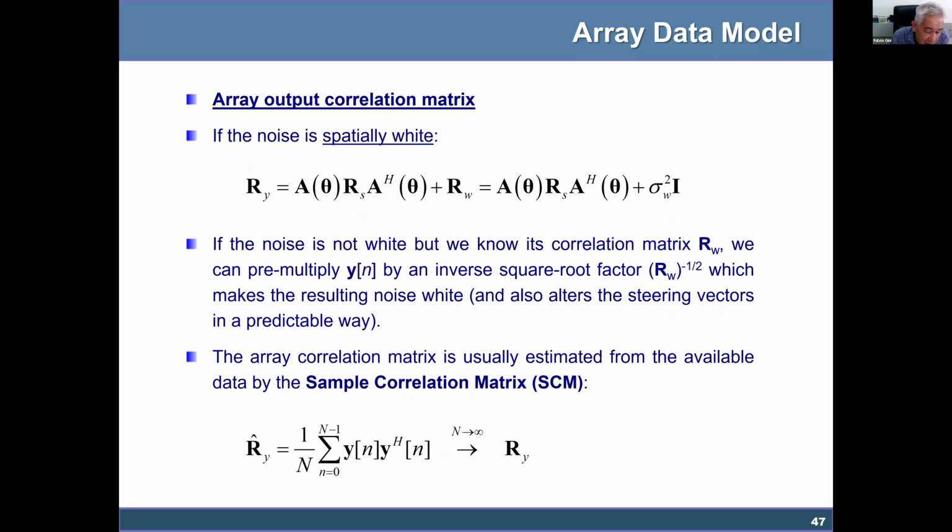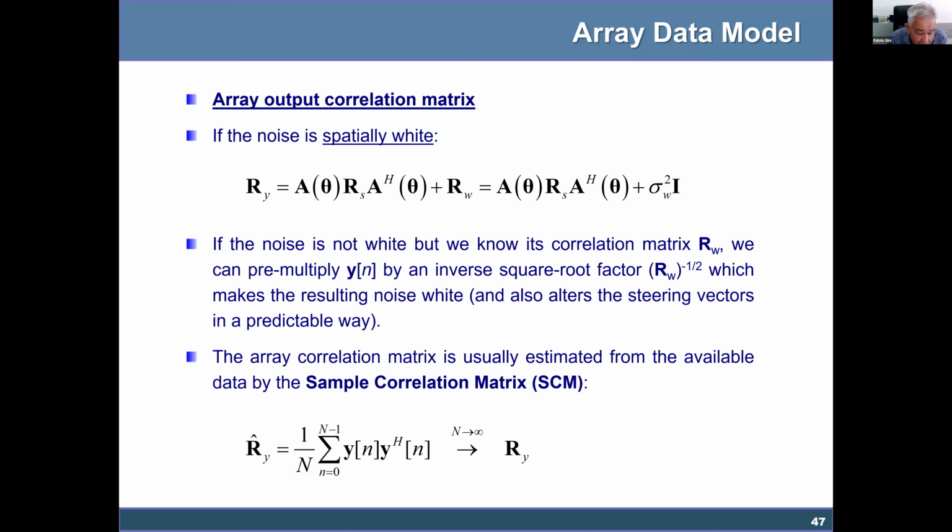It's an estimator that belongs to the family of sample estimators, and under some weak conditions, we know that it is consistent. What does it mean that it is consistent? It means that when the number of snapshots tends to infinity, the sample estimator tends to the true correlation matrix. So the error tends to 0 when the number of collected snapshots tends to infinity.